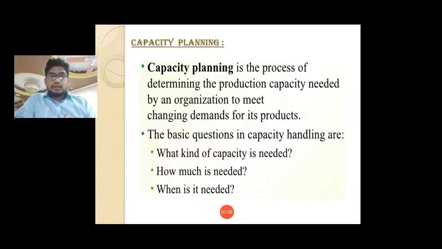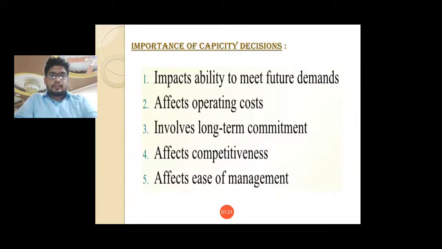Exactly what is the particular requirement of that product, and when is it needed? Is it required in the coming week, in the coming month, or in the coming year, or is it a seasonal requirement? Fine. Now, what is the importance of capacity planning and capacity decisions?